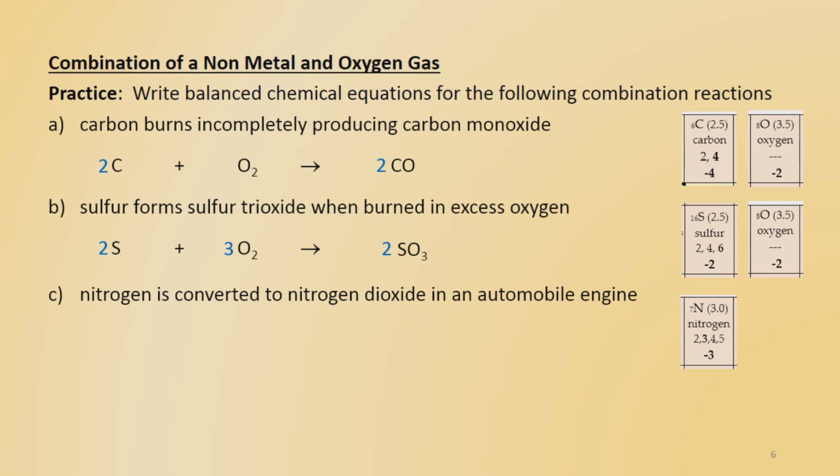All right, one more. Nitrogen is converted to nitrogen dioxide in an automobile engine. So nitrogen is the symbol N, and of course oxygen is O. We can write N2 plus O2. Recall that both nitrogen and oxygen are diatomic elements. Once again, we can get the formula of the product simply from the name. Nitrogen dioxide is NO2. And to balance this, we balance the nitrogen, and then the oxygen. And we're done.